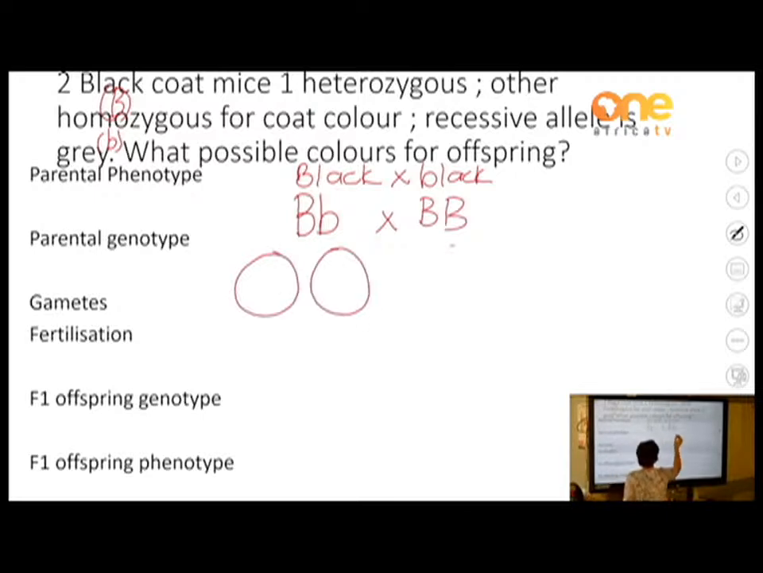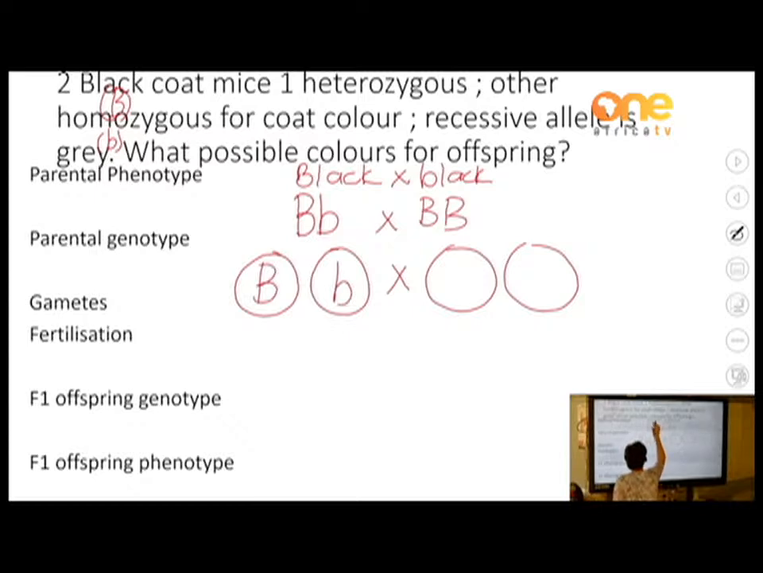Immediately I draw circles and capital B, small b. So, if this is the male, this will become sperm. And the sperm can either have a B, capital B on it, or a small b, because to form gametes, meiosis takes place. The homologous pair separates, yes, so there can only be one. Now I have a haploid cell. And there we have that possibility.